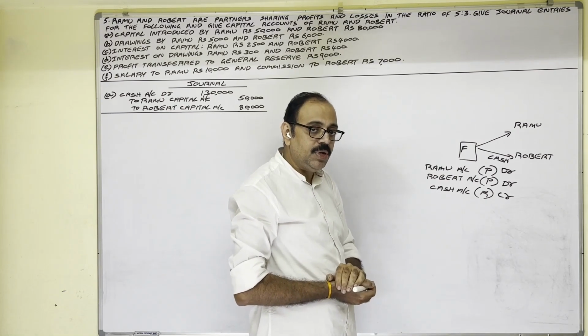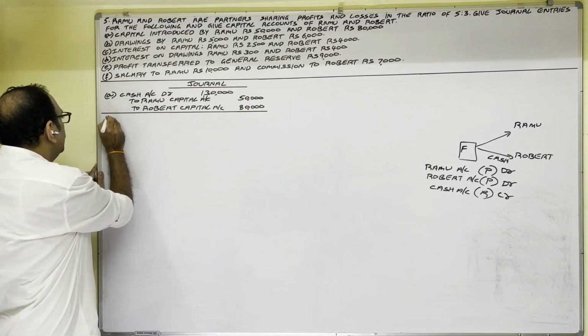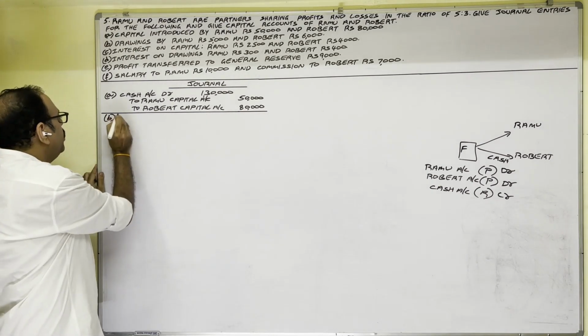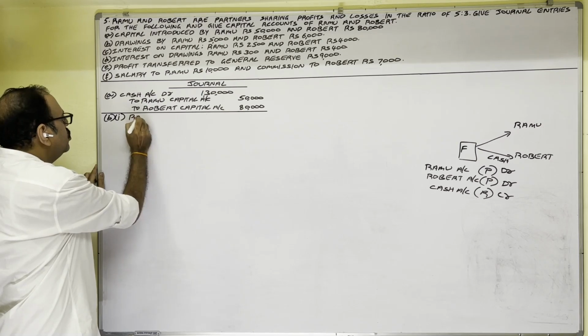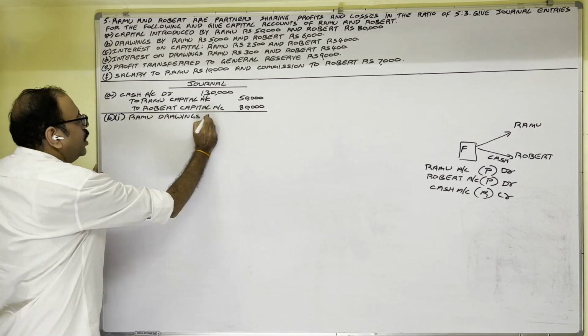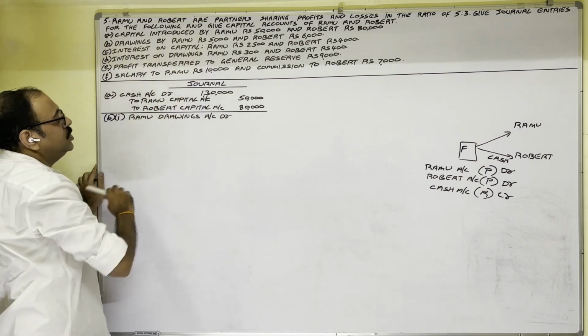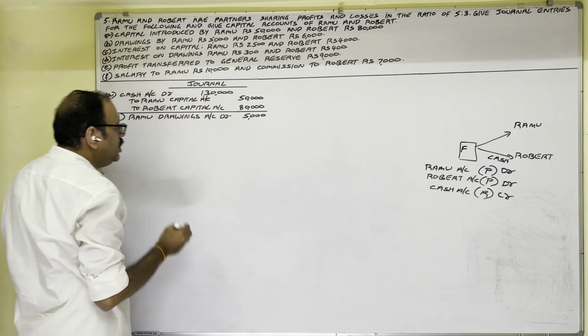Instead of owner's name, write Ramu drawings account data. In B, two entries will be there. Therefore, in B, the first entry is Ramu drawings account data. See the B bit, drawings by Ramu 5000. His account is debited, no? So in the debit column, 5000.